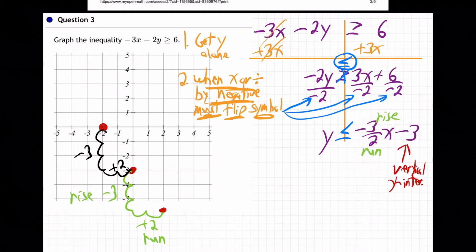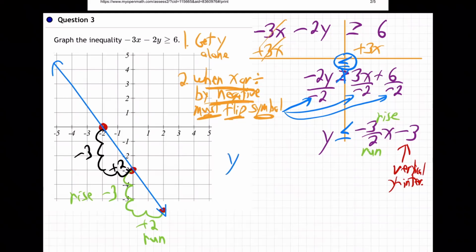Let's do that. So, and we'll get a line. Now, it's like that. There's our line. And now we have to determine which side to shade. Well, what is it? Oh, and is it a solid line or dotted line?